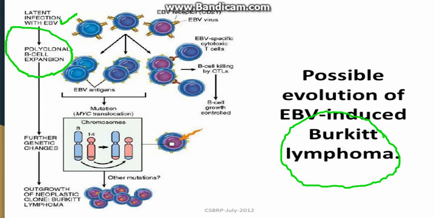Okay, to combat this infection. What happens is, normally after it has eradicated EBV, it has to be killed by cytotoxic T cells and the B cell growth will be controlled. But sometimes when polyclonal B cell expansion takes place, a mutation takes place, which is the t(8;14) translocation, very characteristic of Burkitt lymphoma, leading to this lymphoma.